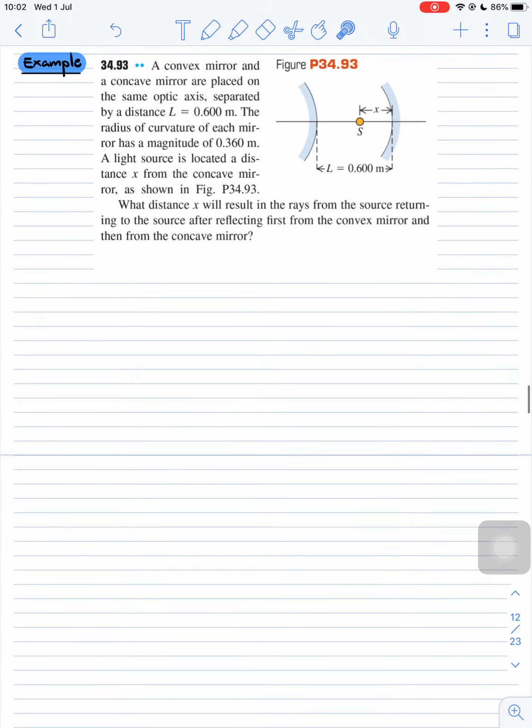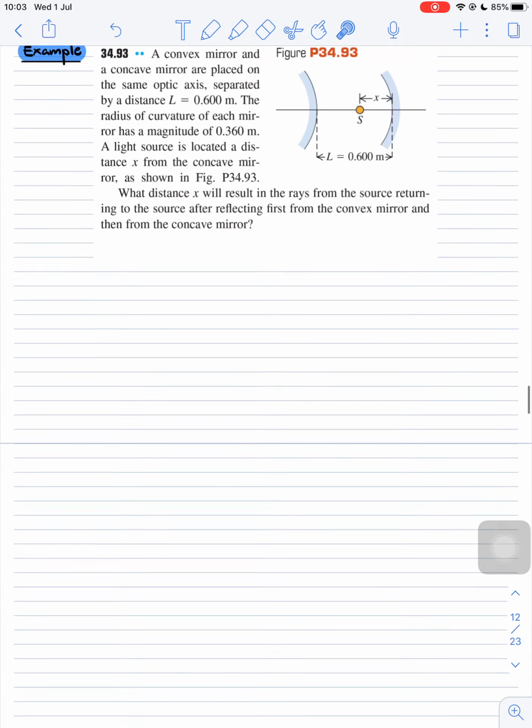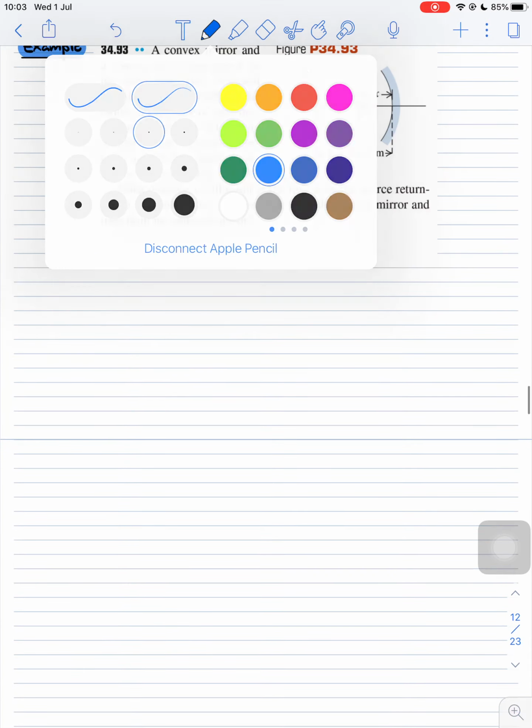To solve this, we need to do two steps. The first is to find the image due to the convex mirror. After that, the image from the convex mirror will be the source for the concave mirror, and then we can find the position of the image from the concave mirror to be the same position as the original object.